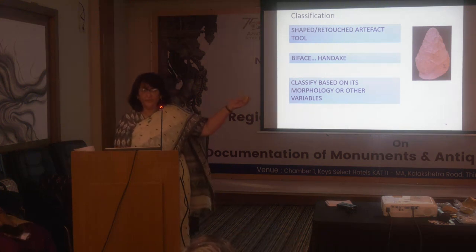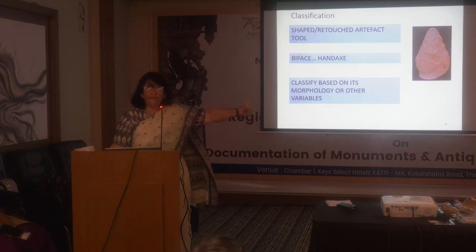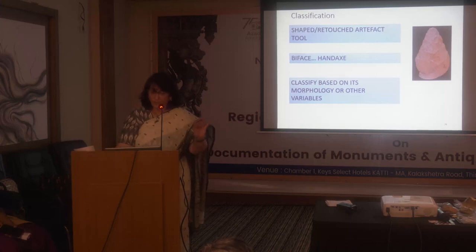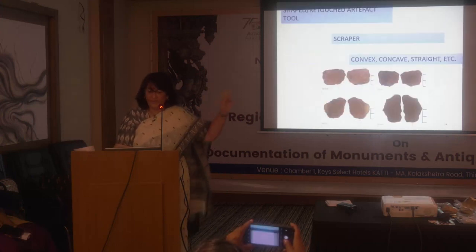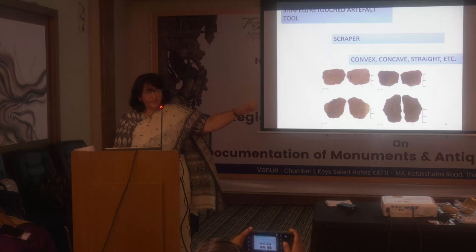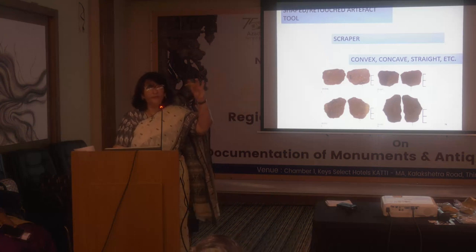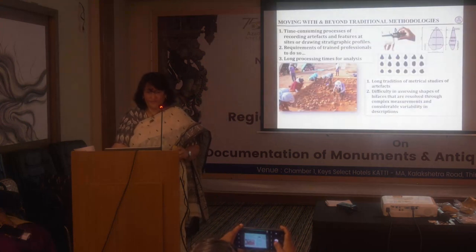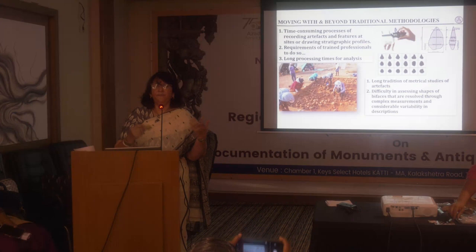Okay? There are many other ways of classification. For example, this everybody knows is a hand axe, no doubt about that. But I can also classify it depending on other variables. So this you don't need to worry about. Same, I can have this scraper, I can go into it in many different ways, concave, convex, etc. I'm not bothered right now. Okay? Now, the next is measurements.